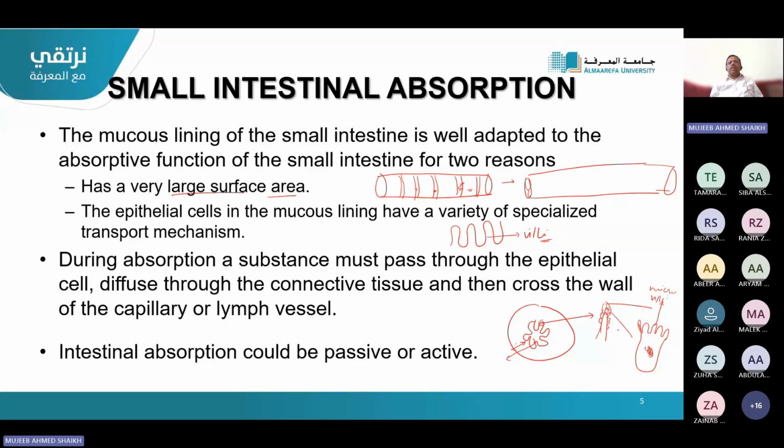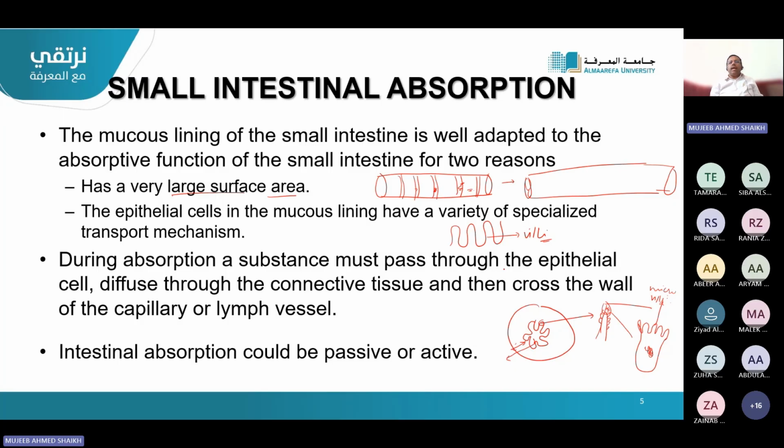So first is circular folds, then the villi, and then the microvilli. If you stretch them all, then the area will become many times, 100 times you can say, than the normal surface area. Okay. This is the larger surface area present in the small intestine.